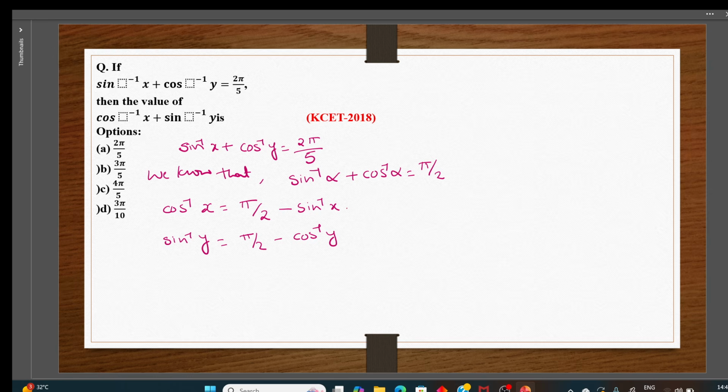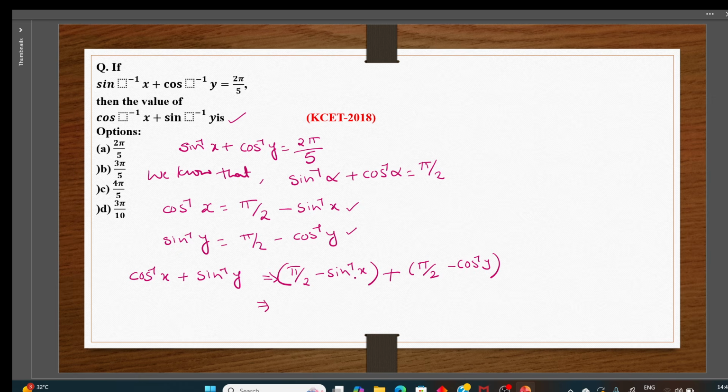Okay. So using these two identities, simplify this question. What is the given question here? Cos inverse of x plus sin inverse of y. Find the cos inverse of x plus sin inverse of y. So cos inverse of x is nothing but pi by 2 minus sin inverse of x, plus sin inverse of y is nothing but pi by 2 minus cos inverse of y.